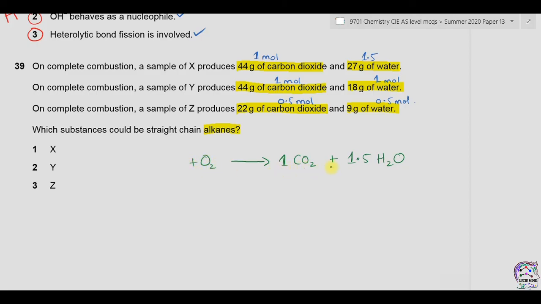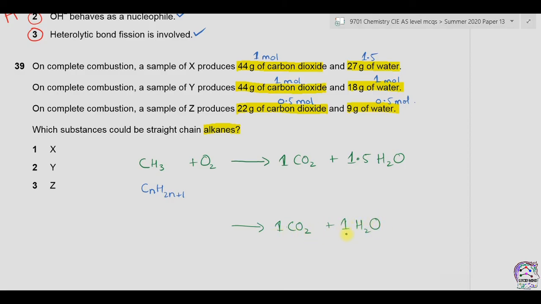So there is 1 carbon atom and 1.5 hydrogen, so 1.5 into 2 will be 3. So it means we have 1 carbon atom and 3 hydrogen atoms. Now the general formula for this compound will be CnH2n+2. So this is alkane. For second reaction we can write 1 mole of carbon dioxide being formed and 1 mole of water.